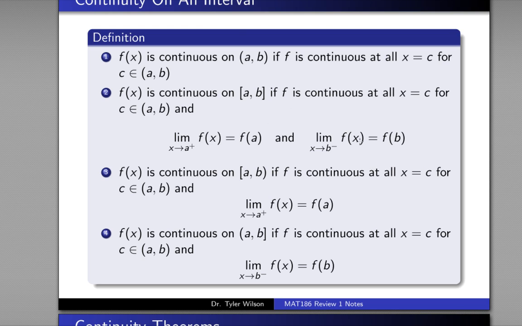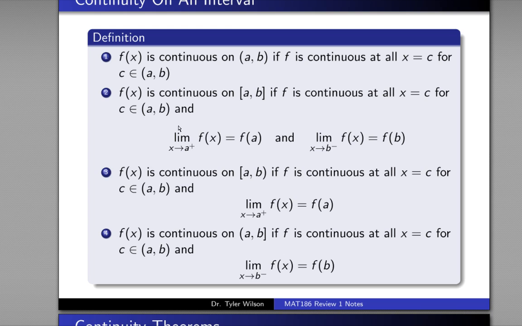So as you get closer and closer to b from the left, it's continuous. As you get closer and closer to a from the right, it's continuous. Then we can say that it's continuous on the closed interval. However, if this isn't true, then we say that it's continuous on the interval [a, b). So notice that b is not included here because it's not continuous from the left at b.